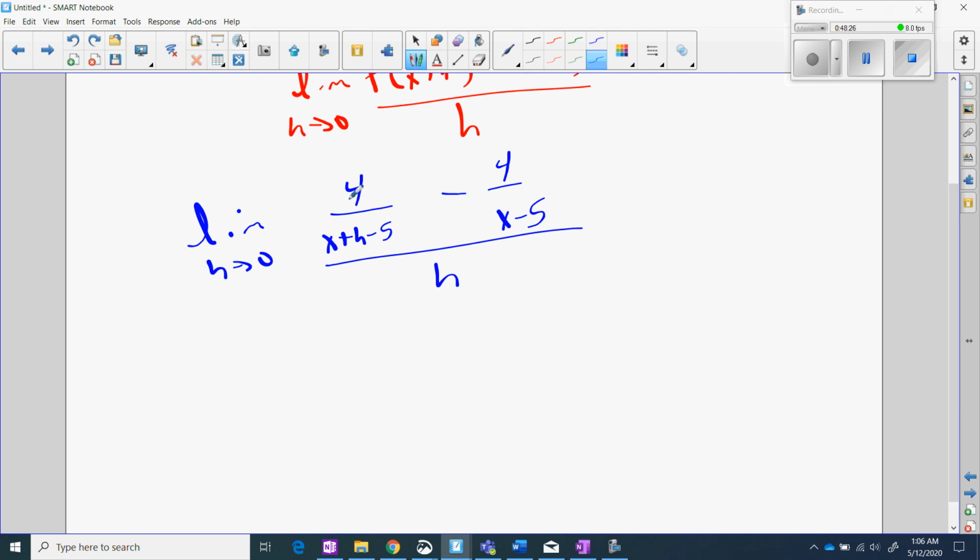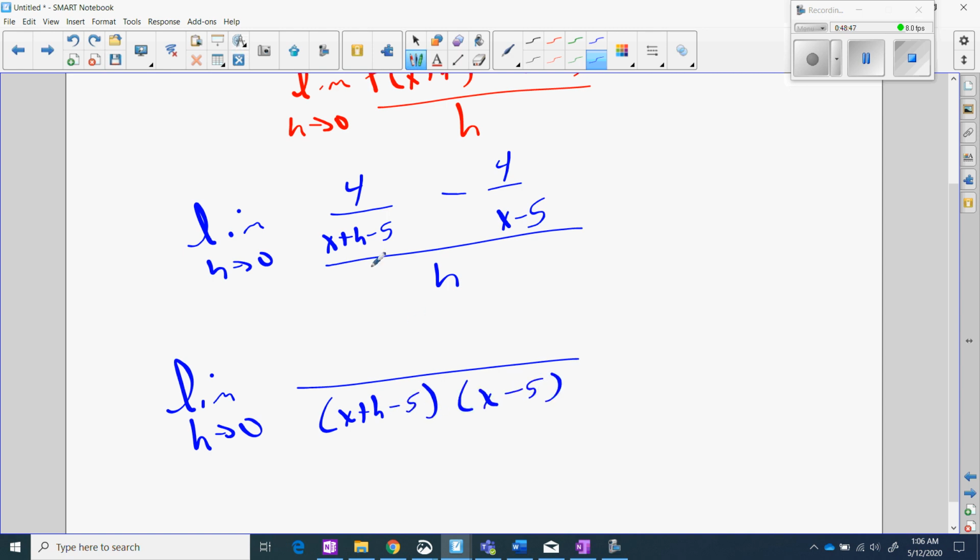When you have fractions within a bigger fraction, our strategy was find common denominators. So I'm going to take those two fractions in the numerator, x plus h minus 5 and x minus 5 are my denominators. So your common denominator is the product of those two. The first fraction, right now it's over this one only, but I want it to be over this times this, which means the numerator would have to get multiplied by x subtract 5. The second one is over x minus 5, but I want it to be over these two multiplied together. So I have to multiply it by x plus h minus 5.